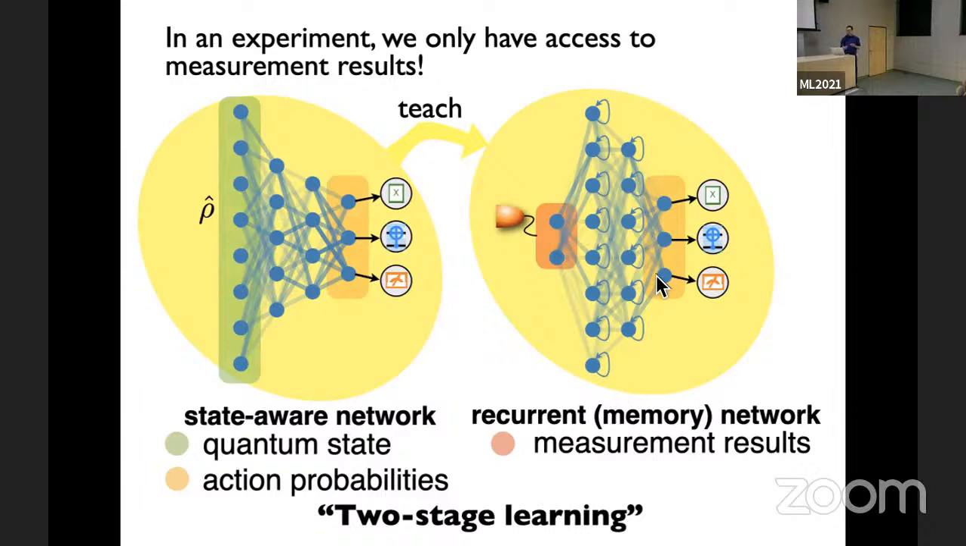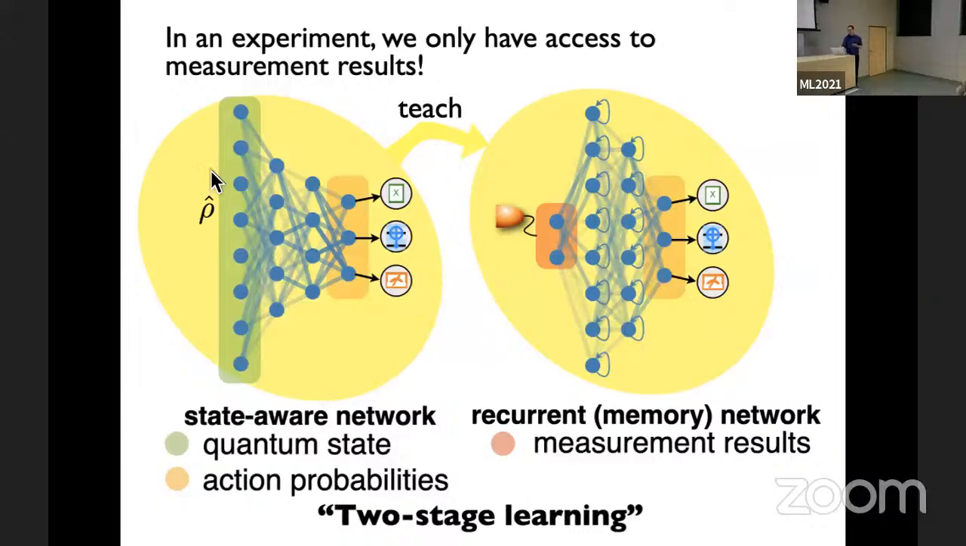So the task of the second network will then be to imitate its teacher. Given these measurement results that I'm seeing, I should be able to predict the action that also my powerful teacher would do in this case, even though the teacher, of course, knows much more than I do because it has access to this completely positive map.